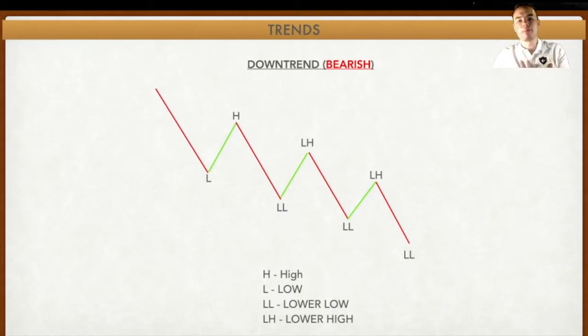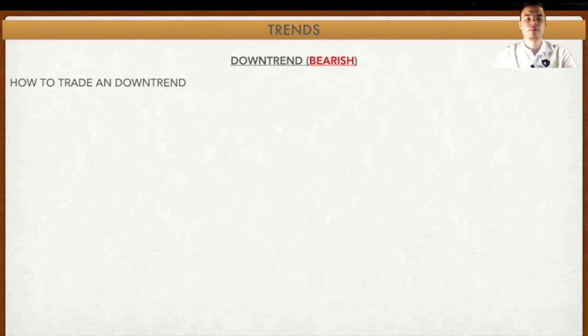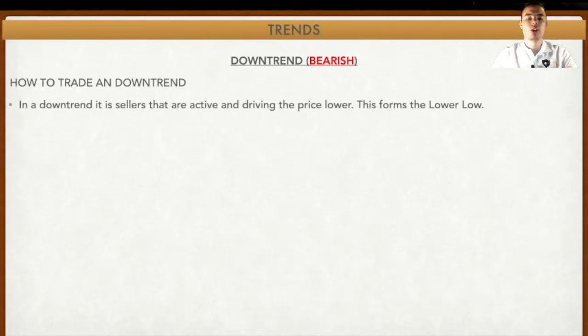Price retraced up, retraced again, formed the lower high, and then boom, down again to form a lower low. This is a downtrend. So, like I said, you want to sell in a downtrend. Buy in an uptrend, sell in a downtrend.